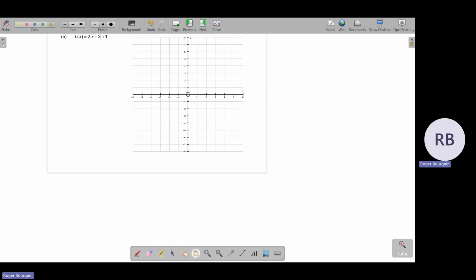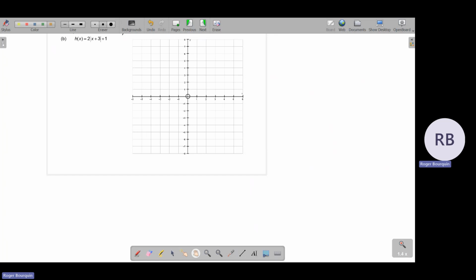h of x is 2 absolute value of x plus 3, plus 1. What have we got? Shape. The first two things: the shape and the salient point, with the human next to you. Oh, you can do it. That's good.